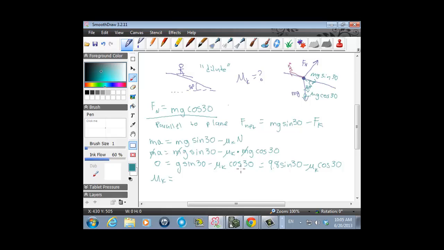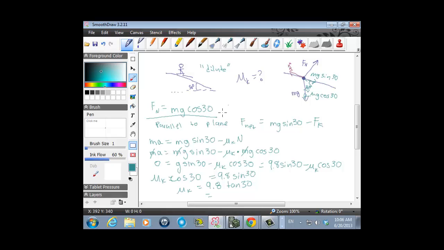This shouldn't be too hard. Okay, if you put mu k cosine 30 to the other side and then divide both sides by cosine 30, you get 9.8 sine 30 over cosine 30 equals mu k. So we are ending up doing that anyway. Tangent 30 equals... This doesn't work. I don't know what's happening. Let's see, what am I doing wrong?